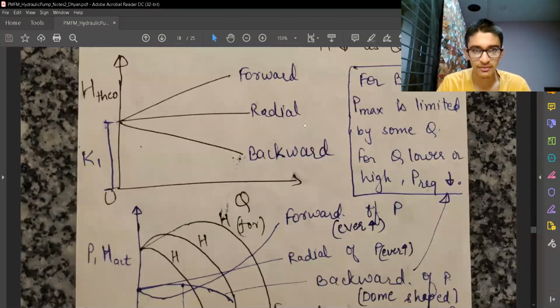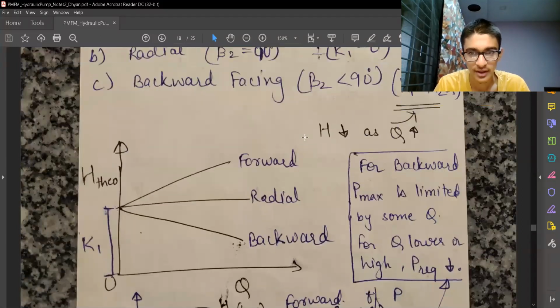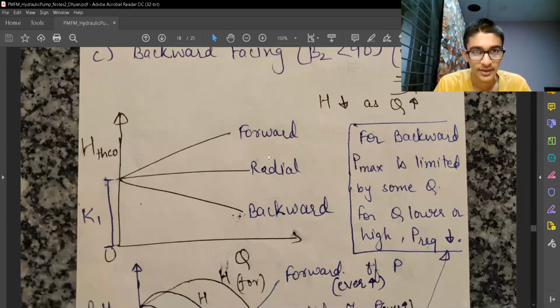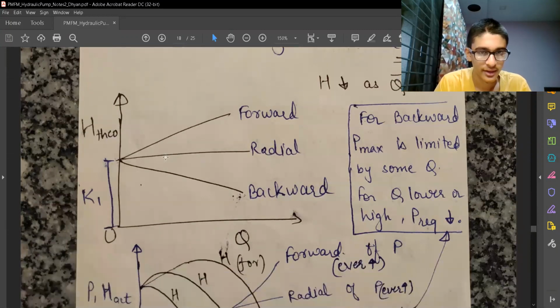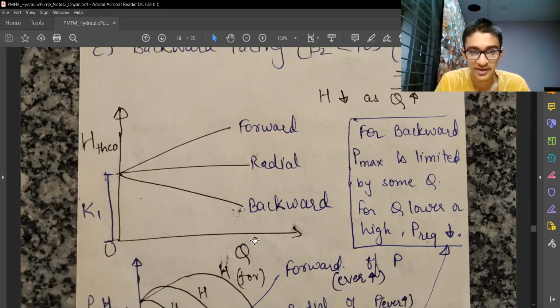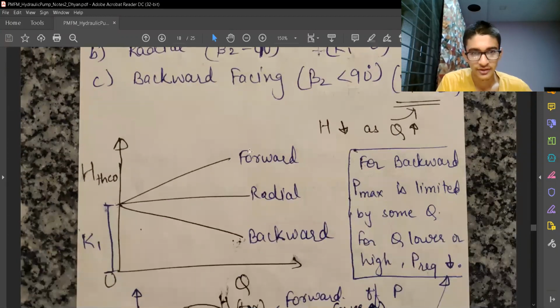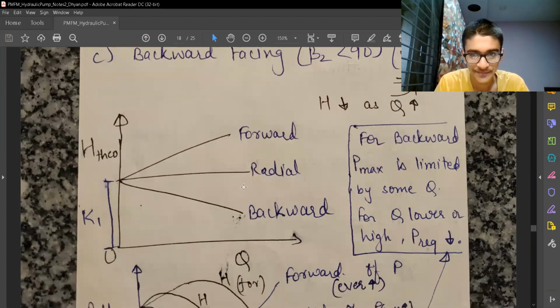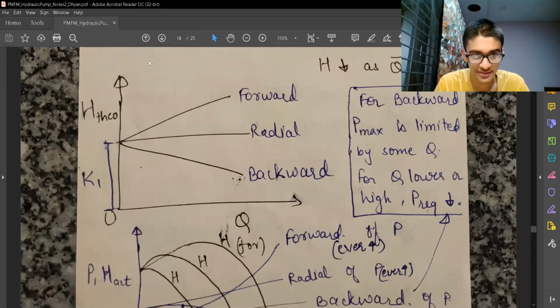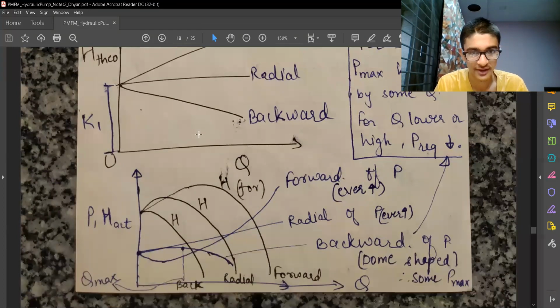So now coming to one of the most important things related to characteristics. We can first make a graph between H theoretical and Q, and we have seen the three expressions just now for three different blades. We can directly plot them as straight lines since K1 and K2 are constant. So that is one of the performance characteristics.